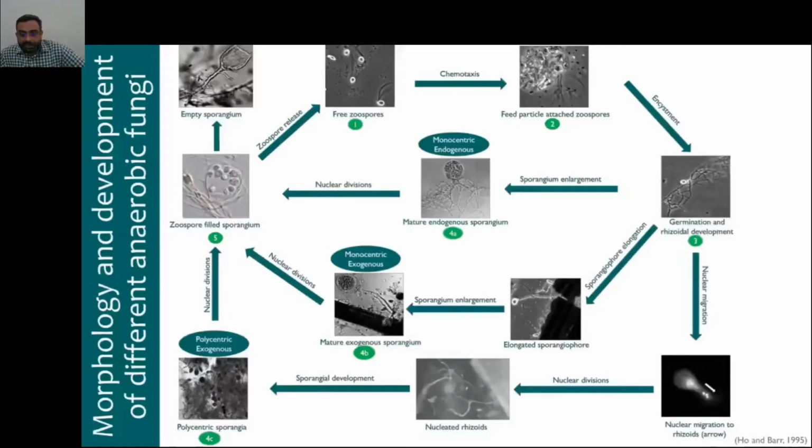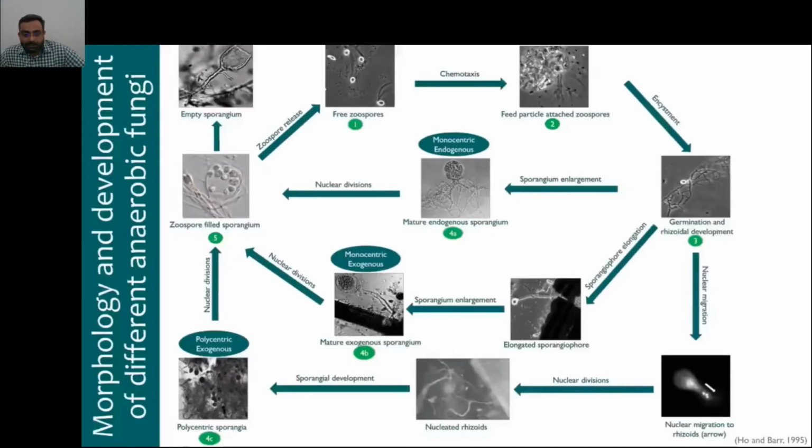So once they are attached to the substrate, they shed the flagella as they no longer need it, and this structure is known as a zoospore cyst, and the process is known as encystment. So once this zoospore cyst is attached to the substrate, it starts germination. So there are mainly two different modes of germination and development in case of anaerobic fungi.